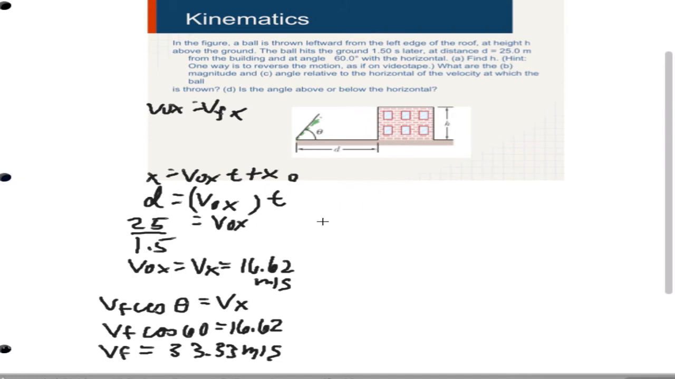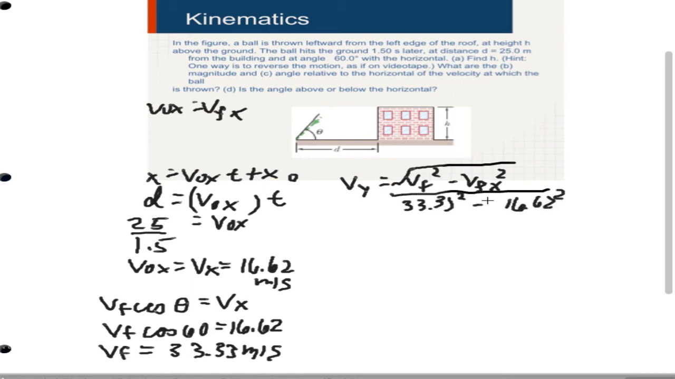Now I can do something really clever. I'm going to get Vy final. The way I'm going to get Vy final is Vy final is going to equal the square root of V final squared minus V final x squared. And that's going to be the square root of 33.33 squared minus 16.62 squared. And when I get Vy that way, I end up getting that Vy is negative 28.86 meters per second. Negative because it's going downwards.